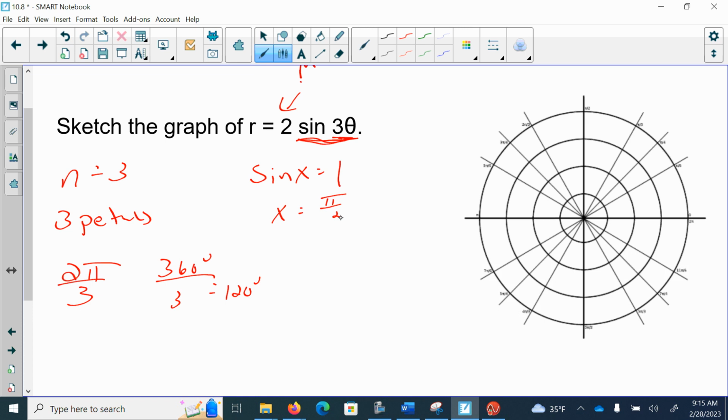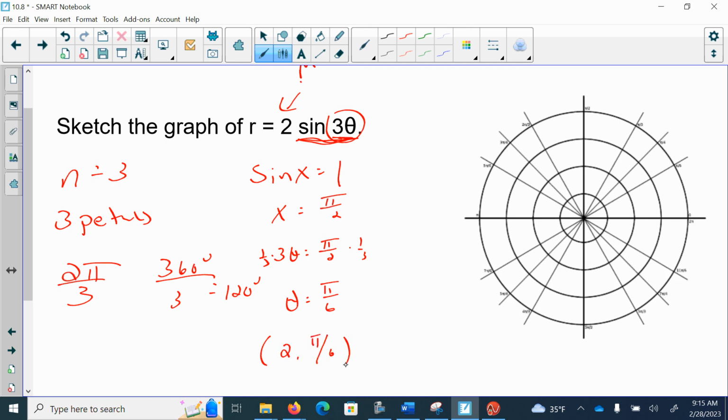The sine of x is equal to 1 when x is equal to pi over 2. So now I put in that 3 theta. So 3 theta is equal to pi over 2. Divide by 3, multiply by 1/3 would be more convenient. So I'm going to say theta is equal to pi over 6. So pi over 6, I'm going to have a max of 2.